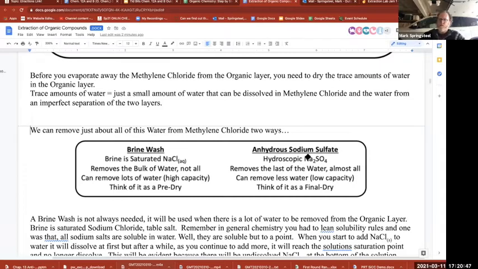And almost all the water is removed by this. But it can't remove as much water as brine. If you have a lot of water in your organic layer, you definitely want to do a brine wash first to get most of it out, and then this just does the last little bit. So you can think of it as the final dry.